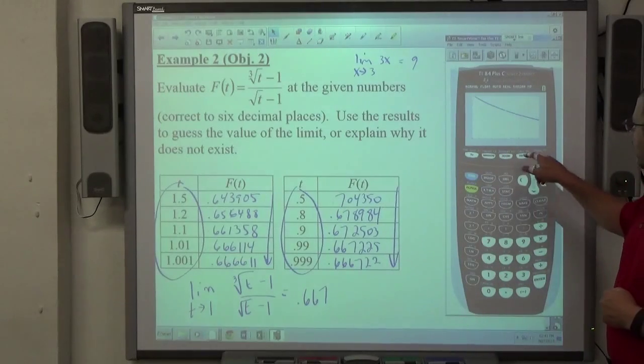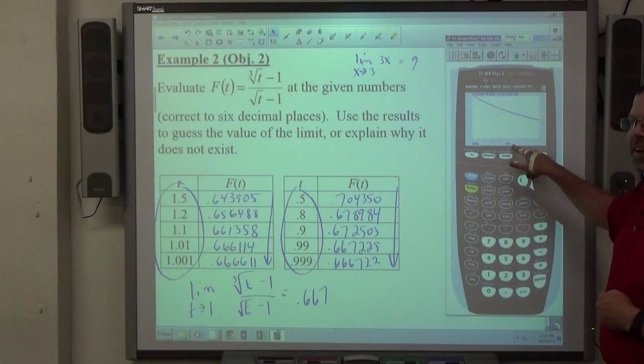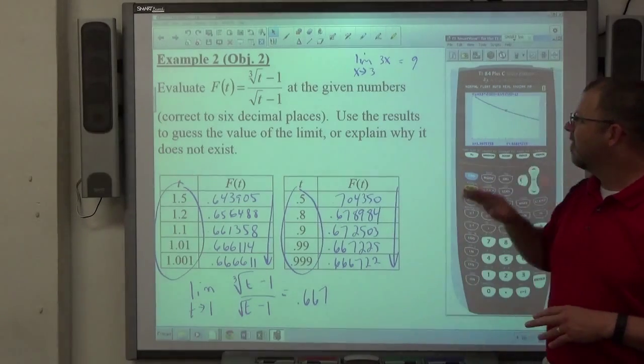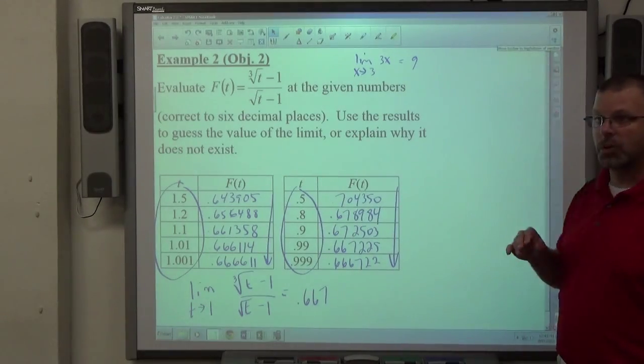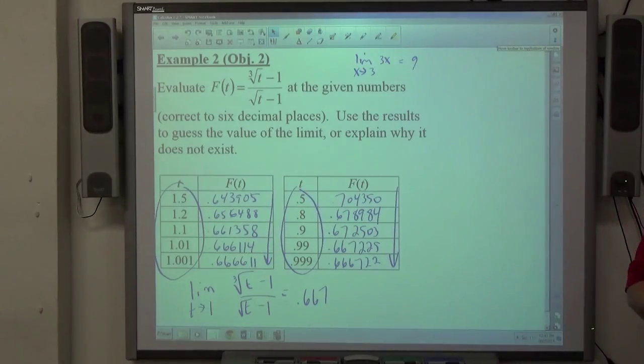If I were to trace this along, I can see 1 is blank, right? That's right in the middle. But if I go just a little bit to the left, 0.6678, just to the right, 0.6662. That 0.667 seems to be a reasonable thing. The exact answer here is actually 2/3, which is 0.6 repeating. There are algebraic techniques to find that number. We'll be doing that in another chapter, though.